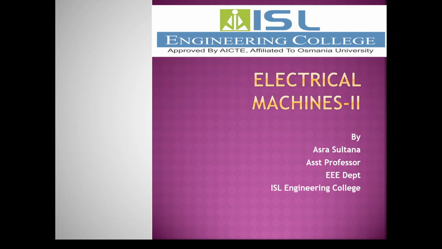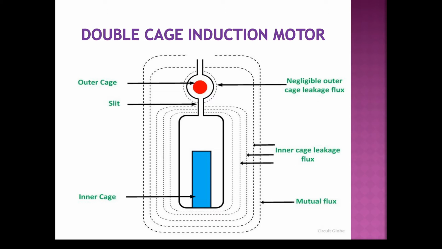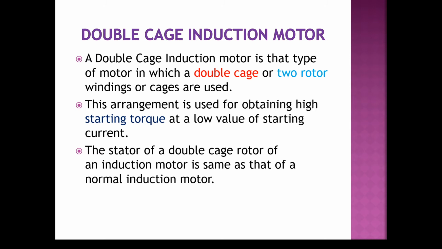So today's class we will see the double cage induction motor. This is the construction of a double cage induction motor. It consists of an outer cage, inner cage, outer cage leakage flux, inner cage leakage flux, mutual flux, and a slit between the outer cage and inner cage. Basically, a double cage induction motor is a motor in which a double cage, or two rotor windings, are used. So it can be used to obtain high starting torque at a low value of starting current.